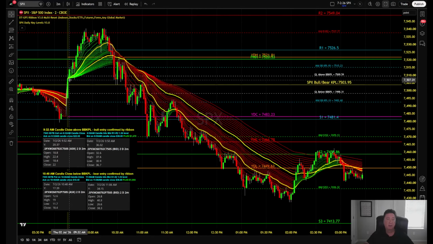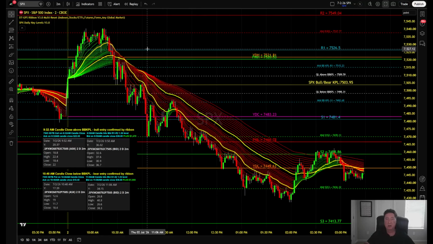Now, one thing you have to keep in mind when you have this reset filter on is that typically your entries are going to be the second candle or after. The first candle is always going to be on the reset. So depending on what chart time frame you're on, the recommended chart time frames for this daily key levels trading strategy for SPX are between 1 minute and 5 minute chart time frames.